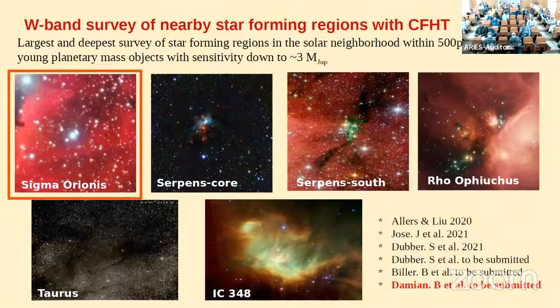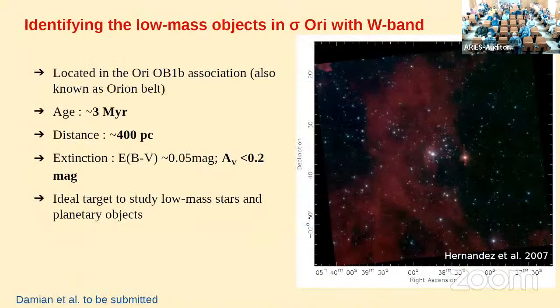And now I'll be discussing some key results of my work on Sigma Orionis, which is soon to be submitted. So Sigma Orionis is a young star-forming region of age about 3 million years, located at a distance of approximately 400 parsec in the Ori OB1b association, which is also commonly known as the Orion belt. This region has a very low extinction value of AV less than almost 0.2 magnitude. So these physical parameters make Sigma Orionis an ideal target to hunt for these brown dwarfs and planetary mass objects.